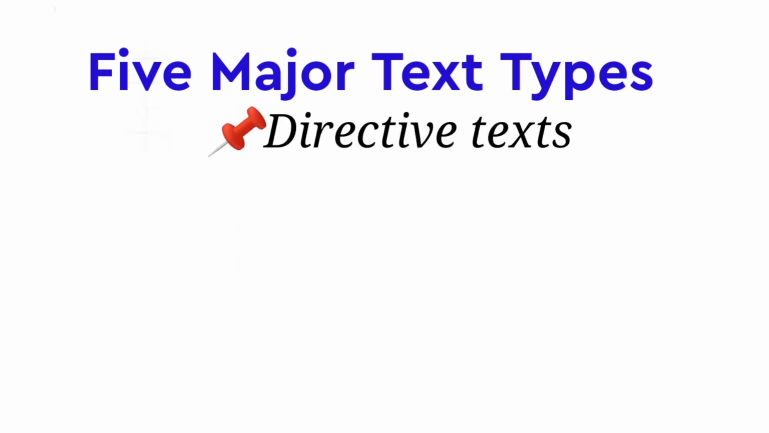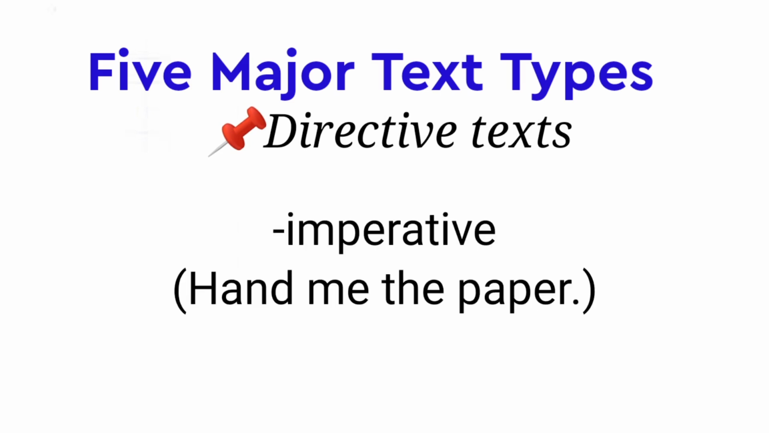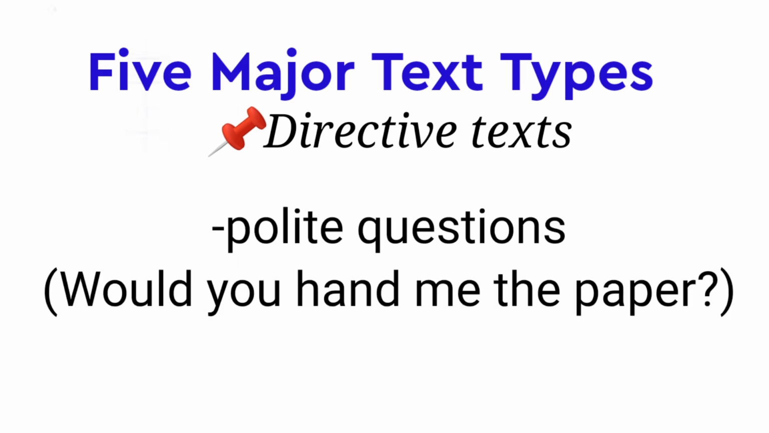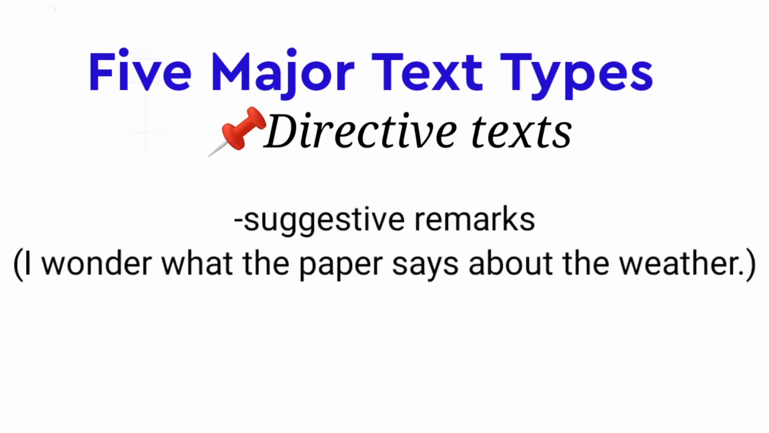Third is directive text. Directive texts are concerned with concrete future activity. Central to these texts are imperatives like "hand me the paper," or forms which substitute for them, such as polite questions like "would you hand me the paper?" or suggestive remarks. "I wonder what the paper says about the weather."